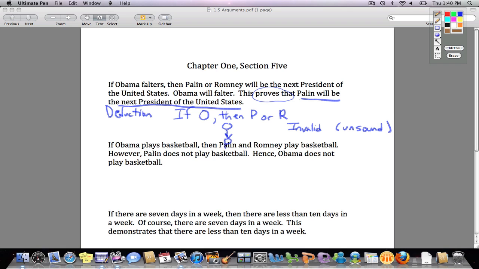Okay, next argument. If Obama plays basketball, then Palin and Romney, yeah, maybe they like politics, maybe not. We're not really getting into the details here. In any case, what we have here is: if Obama plays basketball, then Palin and Romney play basketball. However, Palin does not play basketball. Hence, Obama does not play basketball. This one's a little bit harder to tell. The conclusion's clear. We have a conclusion indicator, "hence", right here. Here's our conclusion: Obama does not play basketball.